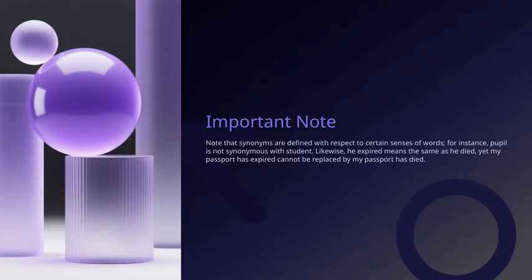Let's take a moment to look at an important note about synonyms. It's crucial to understand that synonyms are not always universally interchangeable. They are defined with respect to specific senses or contexts of words. For example, the words pupil and student are often considered synonyms, but only in certain contexts where they refer to someone learning. However, pupil can also mean the part of the eye, which is a completely different sense.